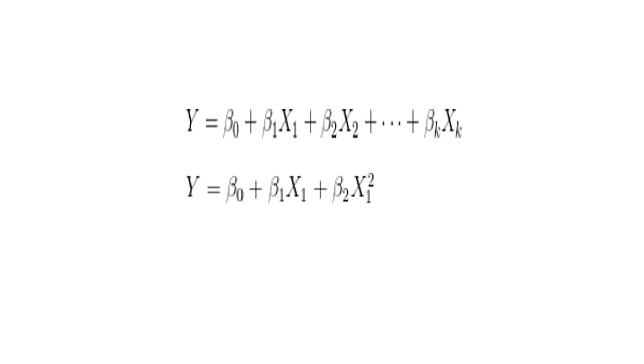We have two examples here. Y equals beta naught plus beta 1 x1 plus beta 2 x2 and so on up to beta k xk. This is also a linear equation, a multiple linear equation. The next one is also a linear equation because that form is there: coefficient, then independent variable; coefficient, then independent variable.